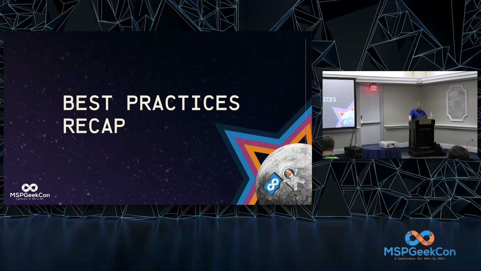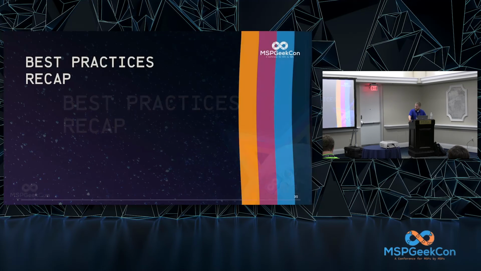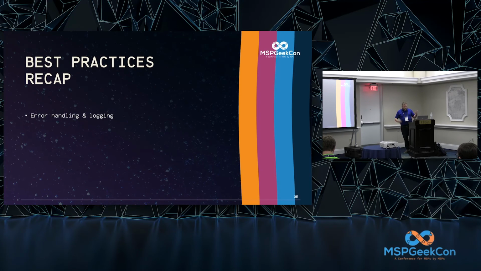All right. Best practice recap. Error handling and logging, as we spoke, helps you identify issues that you could possibly come across. With our error handling, the code was crashing on us. And logging would be a great way to identify changes that have happened.